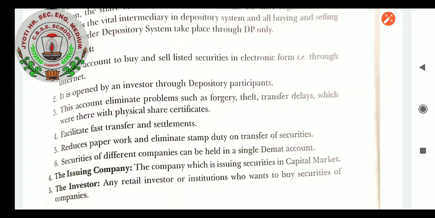Issuing company, you know very well what it means. The company which wants to issue shares in the capital market is known as the issuing company. Investors are those who have lump sum savings in their banks and at home and want to invest in profitable projects.